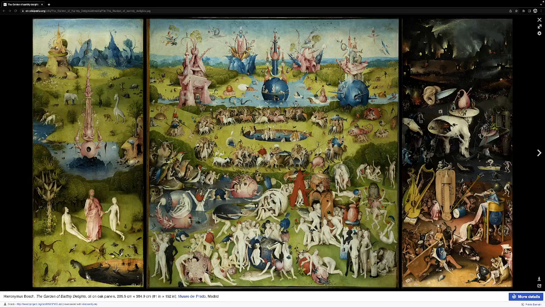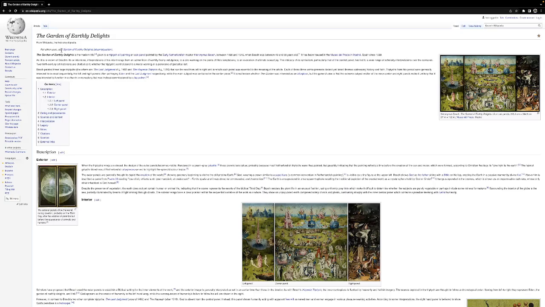Hello, everybody. Today we're going to be reviewing the painting, The Garden of Earthly Delights. Now, you have to understand that this painting was made between 1490 and 1510, okay?